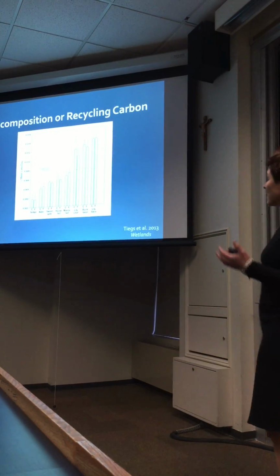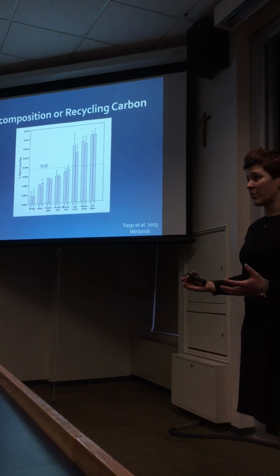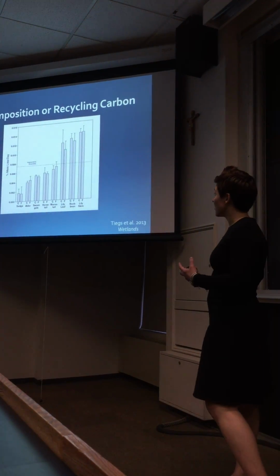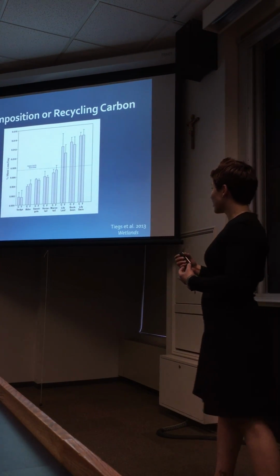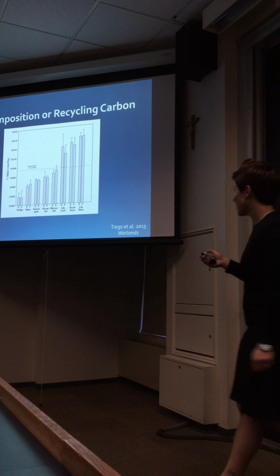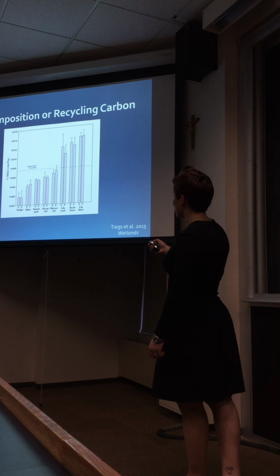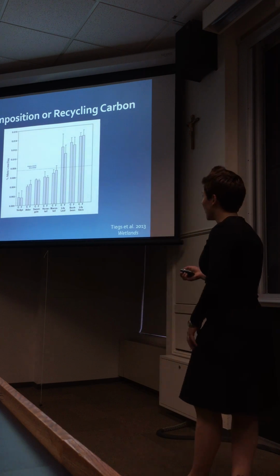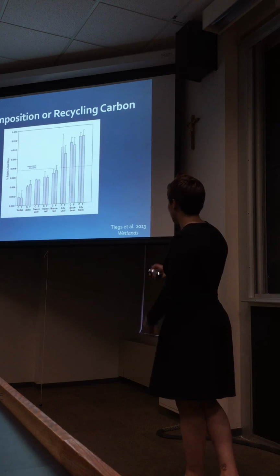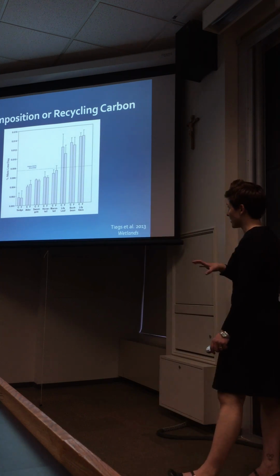One of those processes is decomposition, or the recycling of carbon. Imagine you're in a really productive wetland where there's lots of plants. What happens to those plants when they decompose and die? Essentially, that carbon is recycled, so it can be used by other organisms. This shows plants that were placed in wetlands where I work. You see decomposition on the y-axis, and the x is these different types of vegetation. It's clear that these different types of vegetation decompose at different rates.